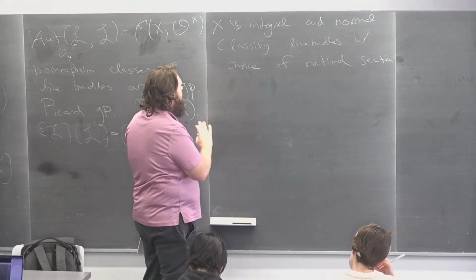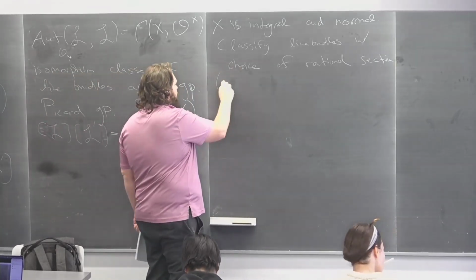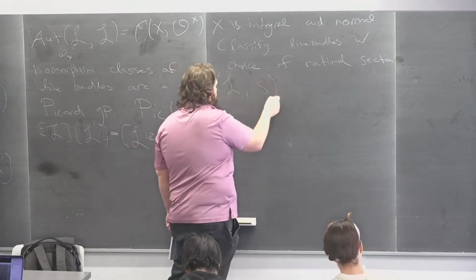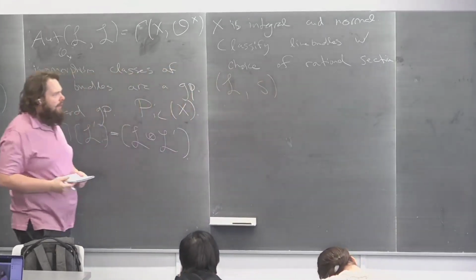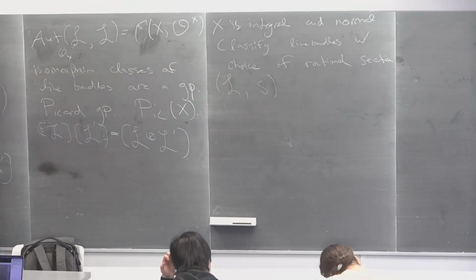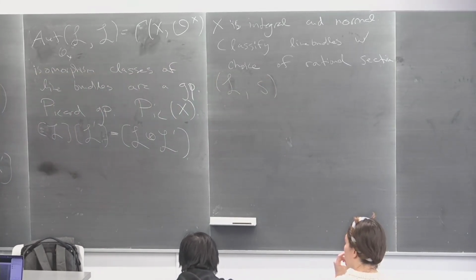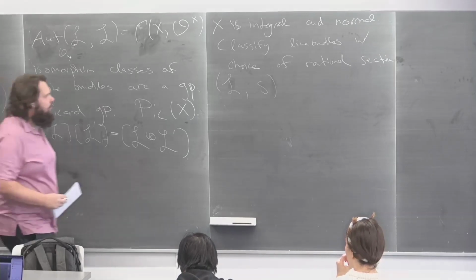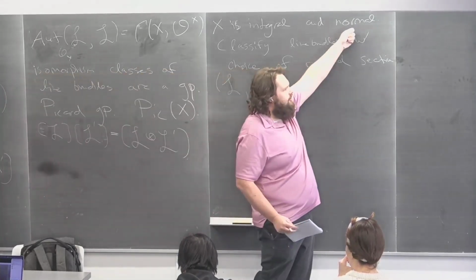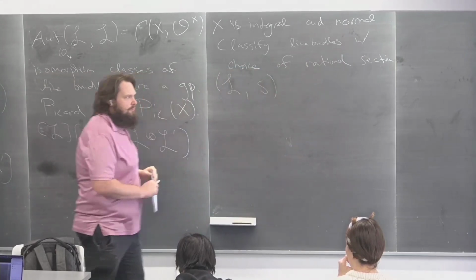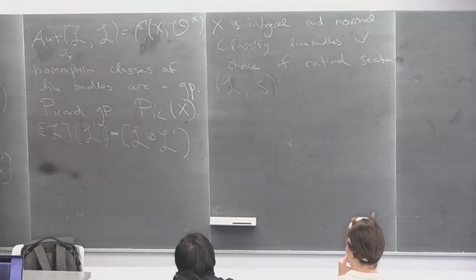So we classify line bundles with a choice of rational sections, L. And what we can do with a line bundle and a choice of rational section is we can look at where that section has zeros and poles. So the reason I put normal here is then it's easier to talk about what that means, and in particular to talk about the multiplicity of a zero or a pole.